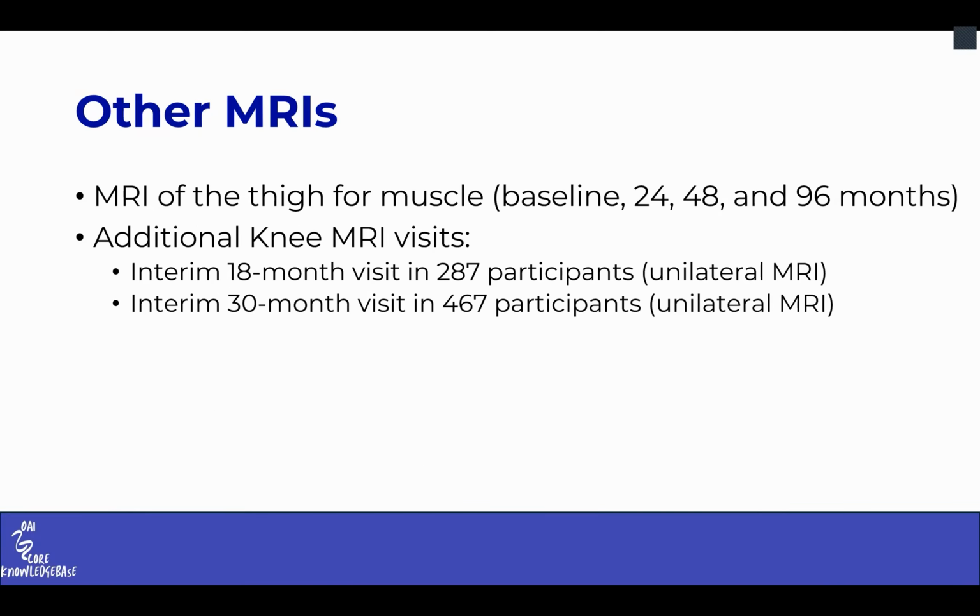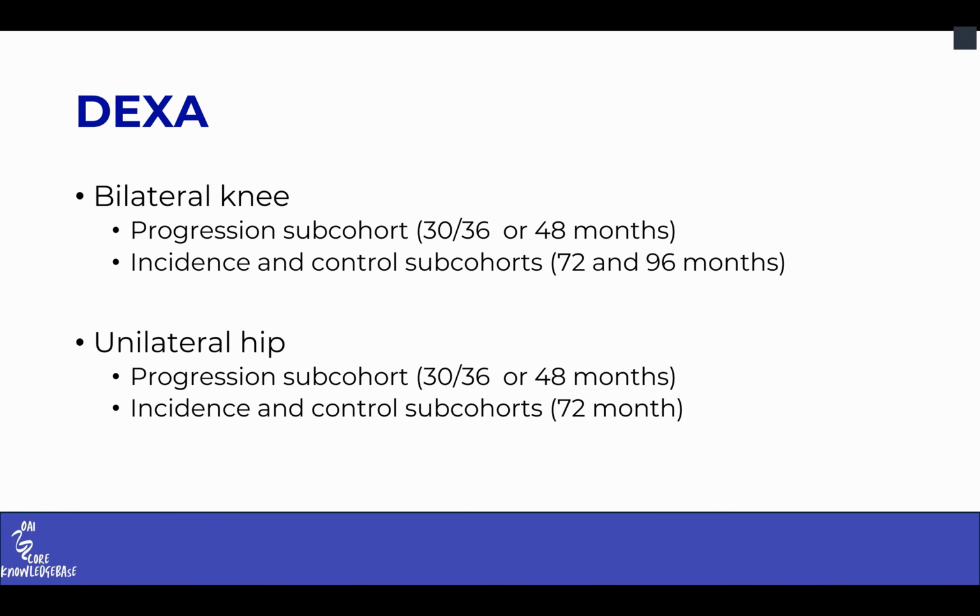Other MRIs include MRIs of the thigh for muscle assessment at baseline, 24, 48, and 96-month visits, and a subgroup also underwent additional imaging at 18 or 30-month OAI visits. 2 groups of the OAI also received bilateral knee DEXA scans and unilateral hip DEXA. The progression subcohort members had their DEXAs performed at 30 or 36-month visit and the 48-month visit as a follow-up. Members of the incidence and control subcohorts had their DEXA scans completed at the 72 and 96-month visits.